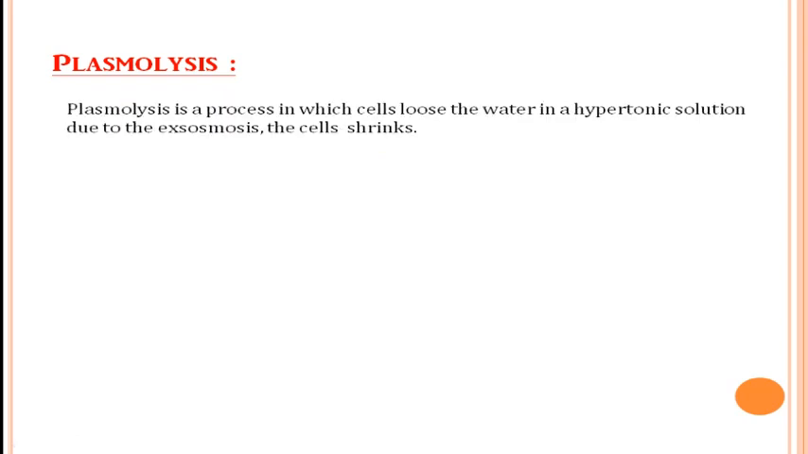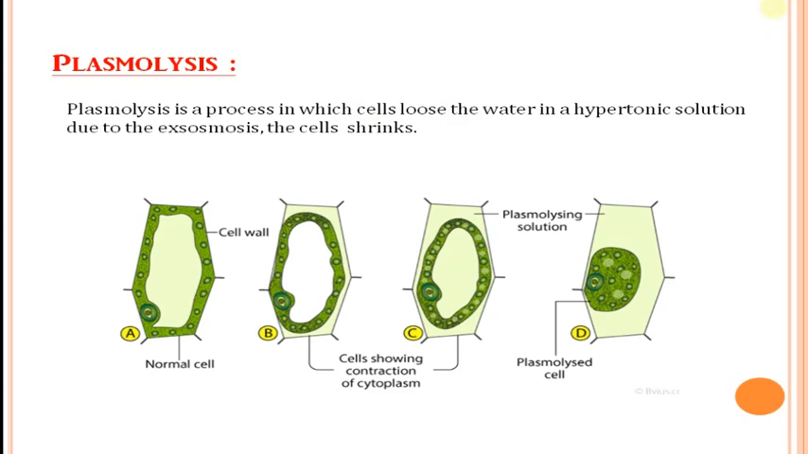What is plasmolysis? So plasmolysis is called as a process in which cells lose the water in hypertonic solution due to the exosmosis process, and due to this the cell shrinks. So it is shown in the figure what happens. Usually it is seen in the plant cells. So as you can see what happens, this is the normal cell, right? This is the cell wall.